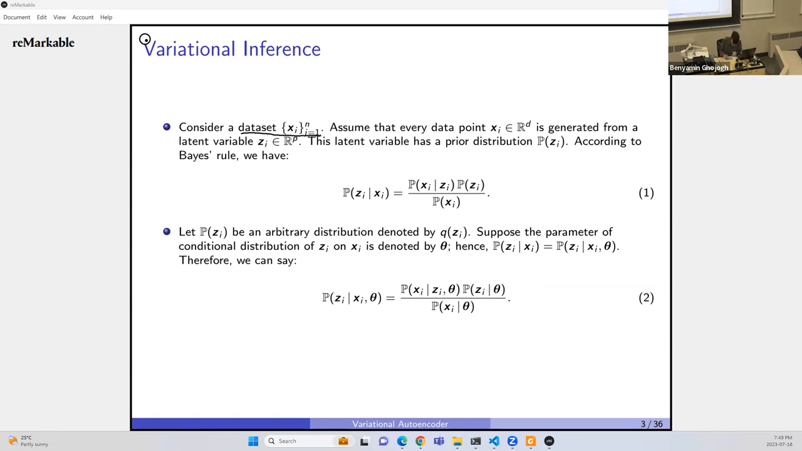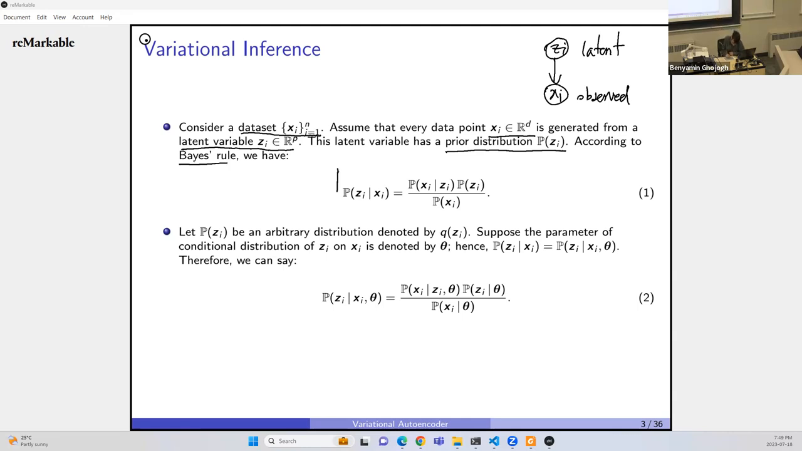Assume that every data point, which is d-dimensional, is generated from a latent variable Zi, which is p-dimensional. So you can see it in this way. Zi generates some Xi. You can see it in the world a lot. A lot of these are, this is observed, but this is latent, right? And these latent variables, we might not even be aware of. Okay, the latent variable has a prior distribution P of Zi, right? So each of these, you can see them as random variables, right?